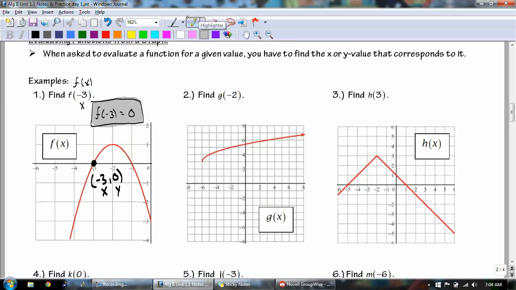All right, let's move on to the next one. So g of negative 2. When x is negative 2, what does y equal? Well, there's our point right there. So that's going to be the point negative 2, 5. So we remember that this is our x and this is our y. So g of negative 2 equals 5.